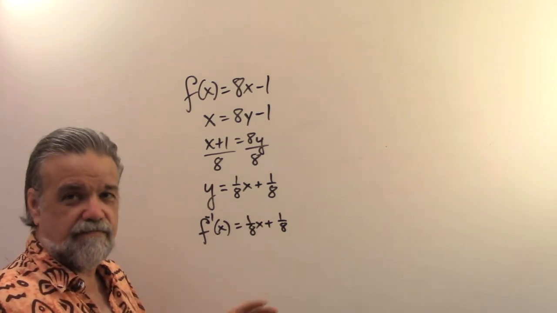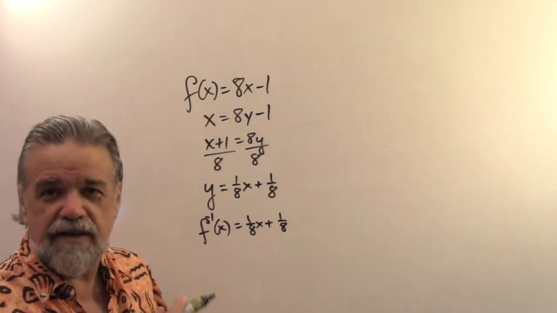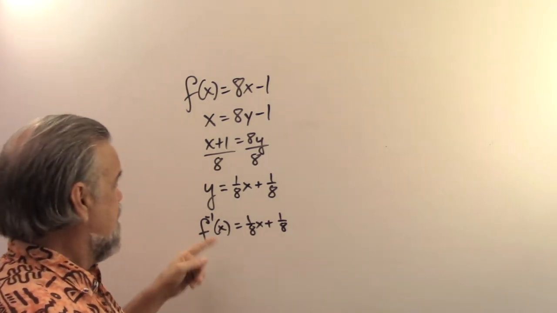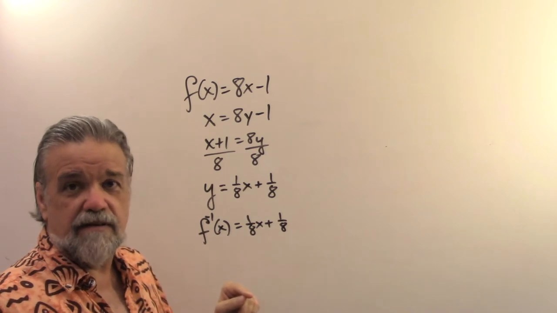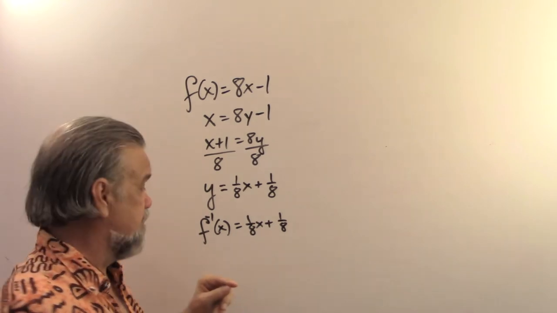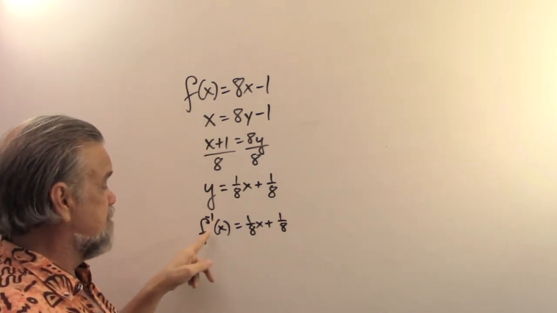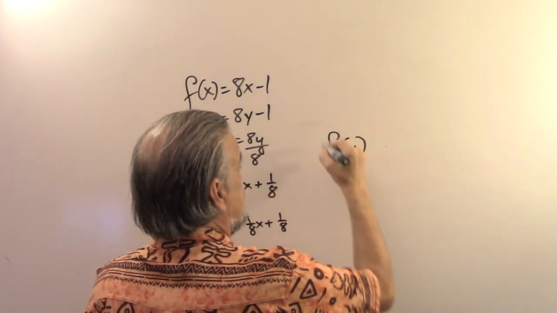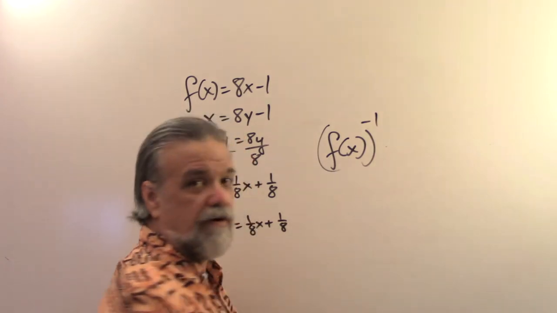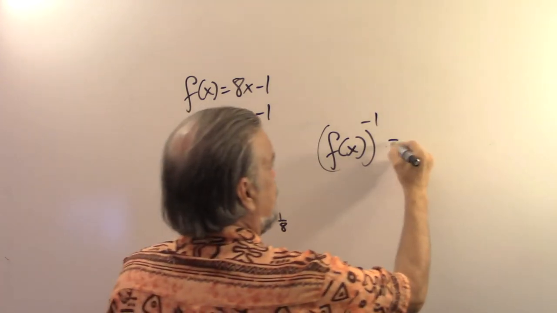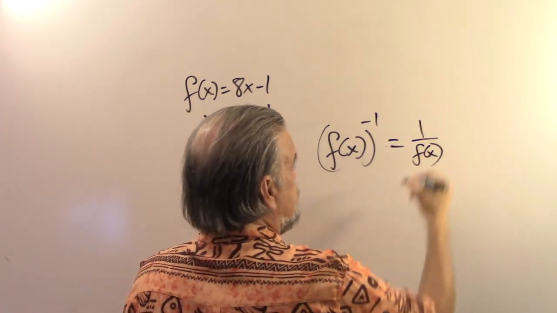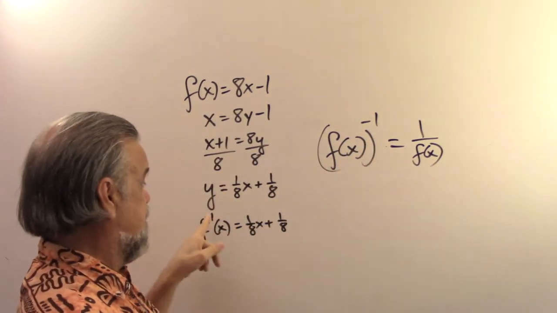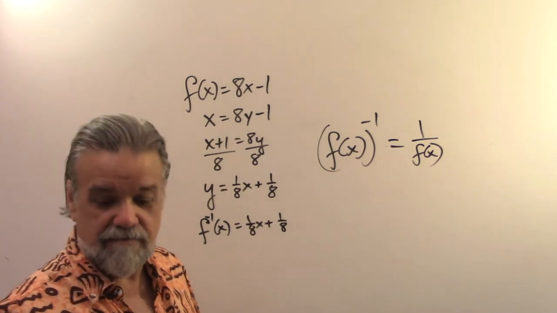I know. If I could change this notation, I would, but I can't. I don't have that kind of power. That does not mean f to the negative 1 power. It means the inverse function of f. Now, if I had written f of x to the negative 1 power, well, now that would be 1 over f of x. Sure, because now that's an exponent. That's an exponent. That's not.